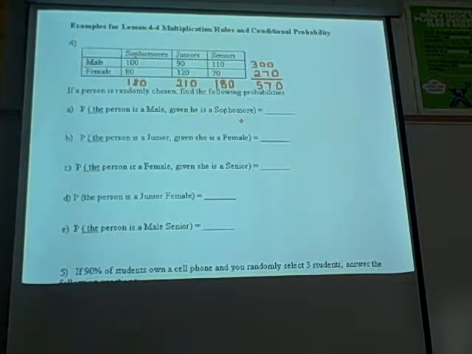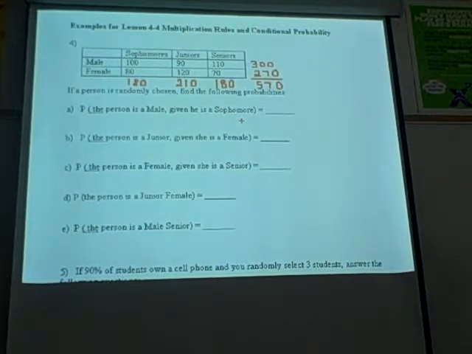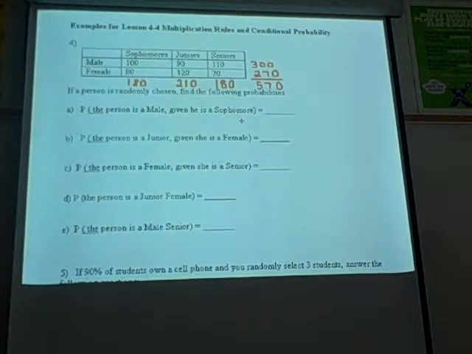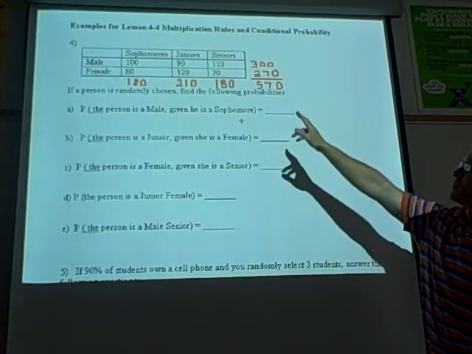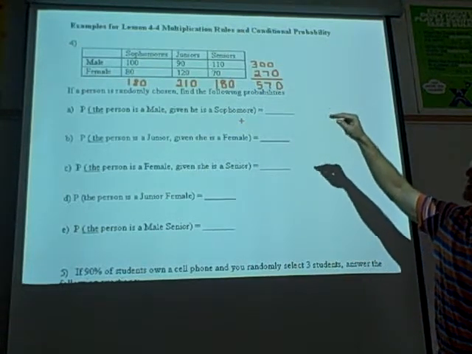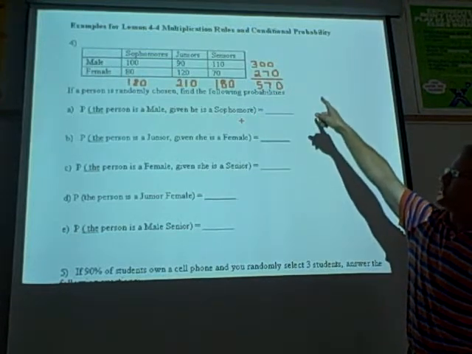Okay, so these are examples over lesson 4.4. The title of the section is Multiplication Rules and Conditional Probability. And we've got this table with sophomores, juniors, seniors, divided up into males and females. So far, I've totaled the males and came up with a total of 300 males.